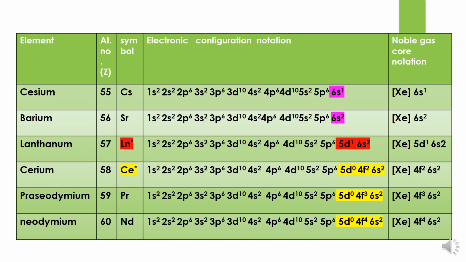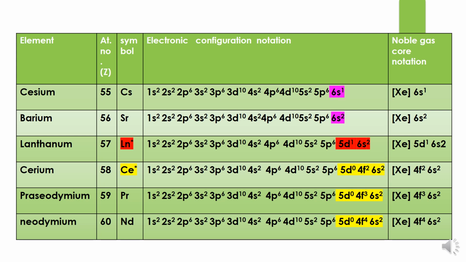So here in cesium, atomic number 55, the last valence electron enters 6s1, followed by barium 6s2, and then the important 57th electron in lanthanum exceptionally enters 5d1. According to Aufbau's diagram, it should enter 4f, but just as an exception, it enters here in 5d.